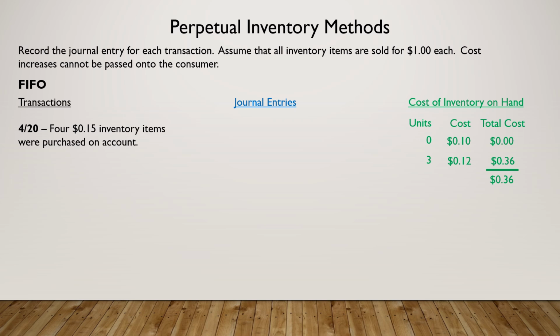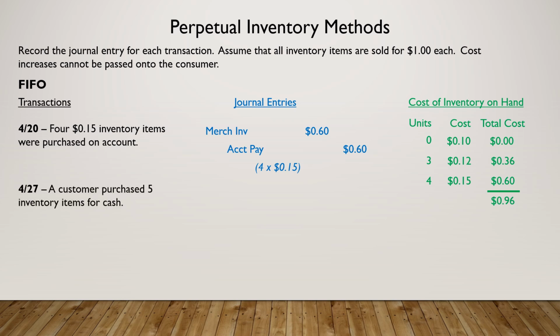On April 20th, we record the purchase of the 4 15-cent items, debit merchandise inventory and credit accounts payable for 60 cents. That entry will give us a new inventory layer. The new inventory valuation is 96 cents. On April 27th, a customer purchased 5 items for cash. Debit cash and credit sales for $5. We still debit CGS and credit merchandise inventory.